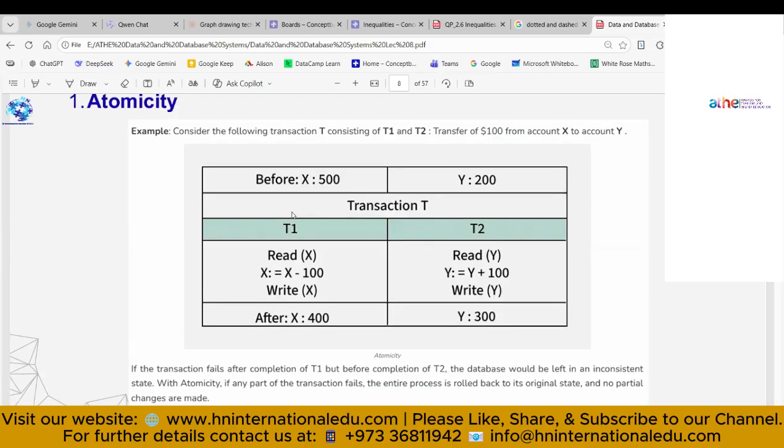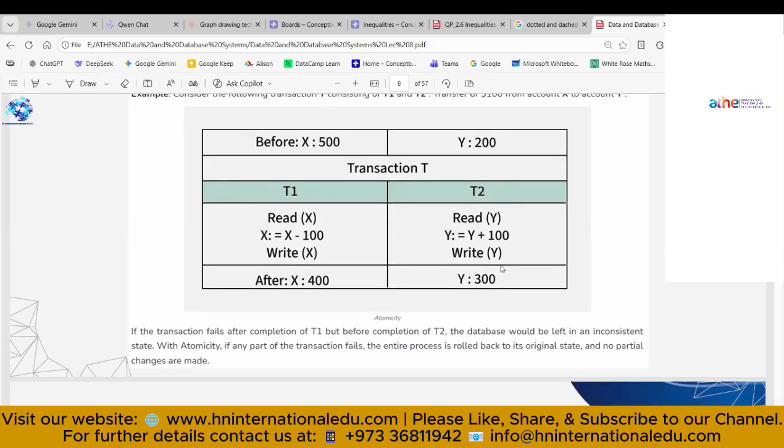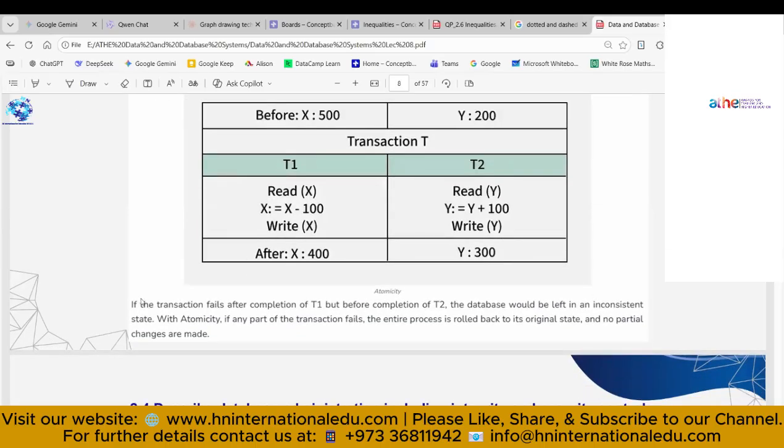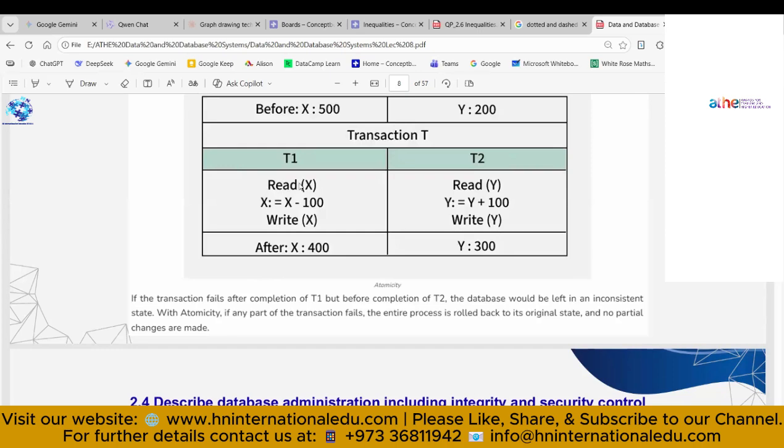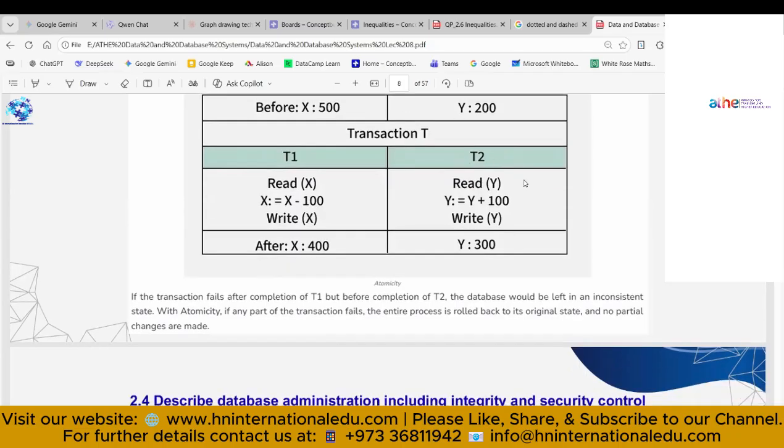So meaning that this transaction is taking place in just one piece, and the transaction is not failing. Okay, and you can see here the operations: read X. What is X? Before, X was 500, right? And then after, it's X minus 100. So you are sending basically $100 to the Y account. And for the T2 transaction, in the Y account, basically Y plus 100, because it's receiving 100. So that's why 200 plus $100, that's $300.